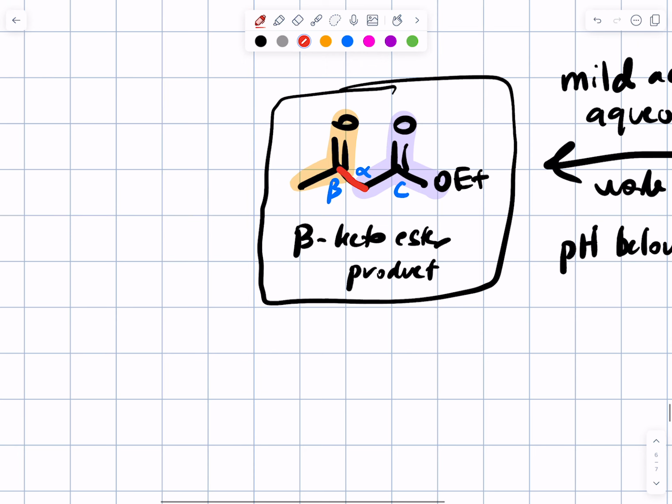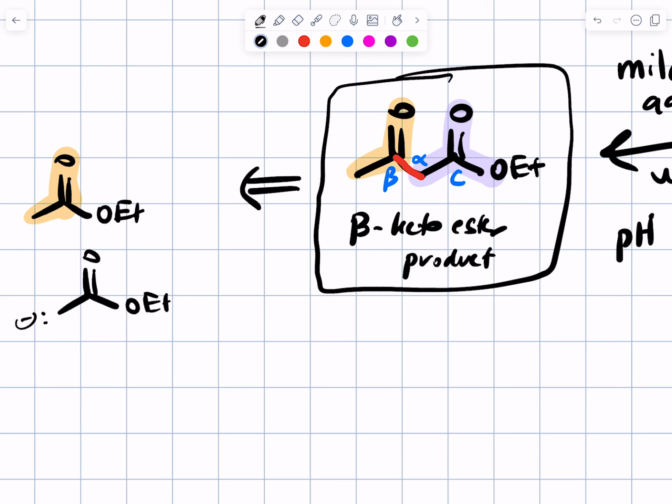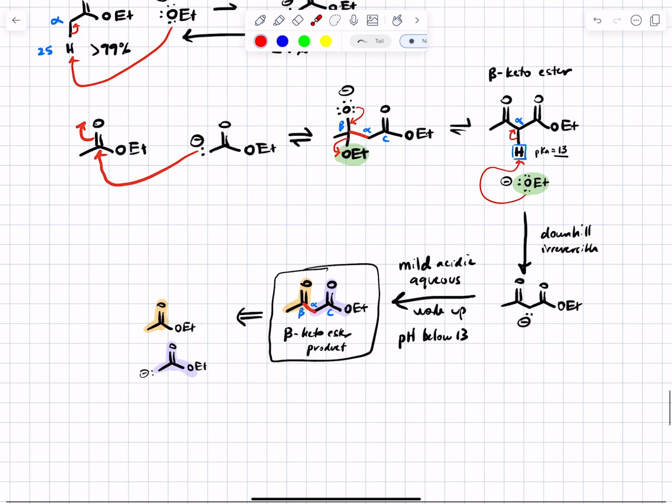You need to get good at looking at that and thinking backwards. If it was a Claisen reaction, then the orange thing used to be attached to an ester oxygen, and the purple thing used to be the enolate. In this case, because this is a self-Claisen reaction, the enolate ultimately came from this starting material as well. All right. Anything more on that?